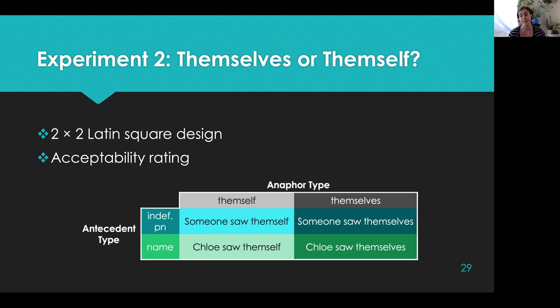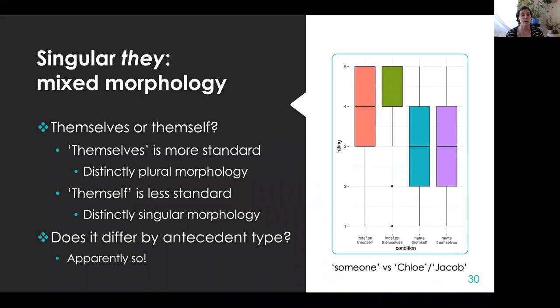And what I found is fairly consistent between all of these categories. Themselves is more standard. It's certainly the word that we use for plural groups. And so that's rated somewhat higher than themself. However, especially when it's paired with the indefinite pronoun.